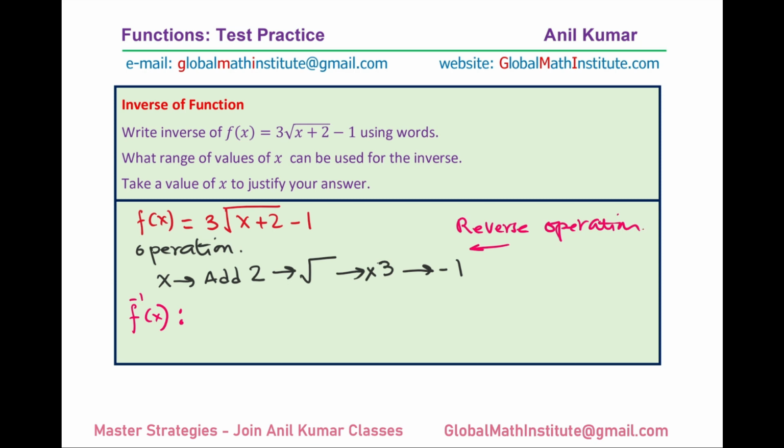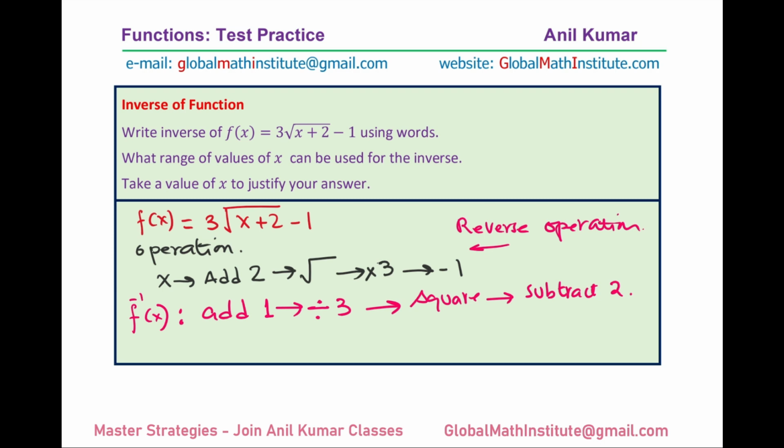You add 1, right? So we'd say add 1, right? And then what do you see? Instead of multiply, the next operation is divide by 3. And then square. And then instead of adding, we subtract 2. Make sense?